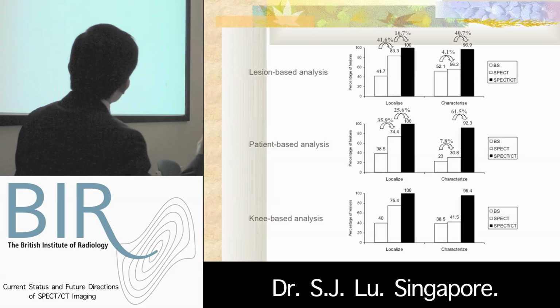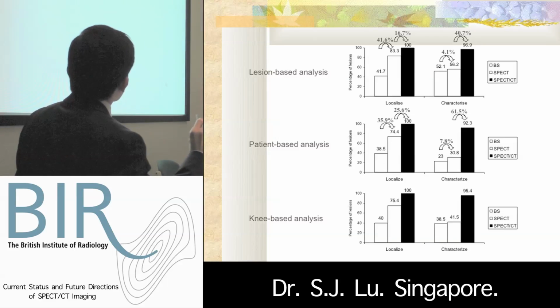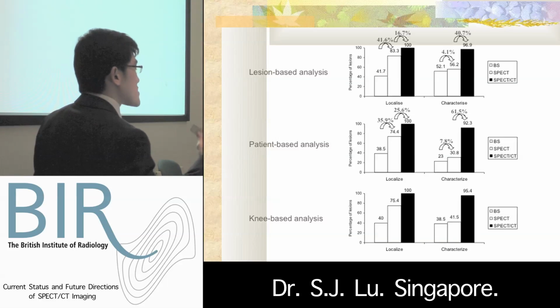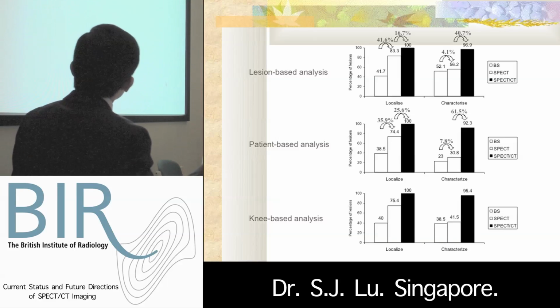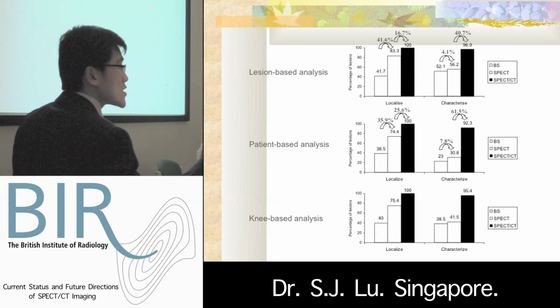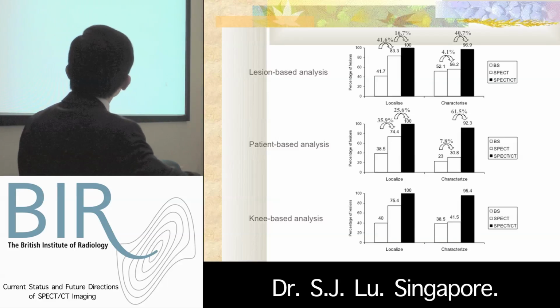For characterization of knee lesions, bone scan is accurate for 52% of the lesions. For SPECT, there is just a marginal improvement of only 4%, which is not significant. And for SPECT-CT, there is a jump of 40%. And this is attributed to the companion CT that provides significant value in terms of anatomical information. So there is a stepwise improvement from bone scan to SPECT-CT for both localization and characterization of bone lesions.